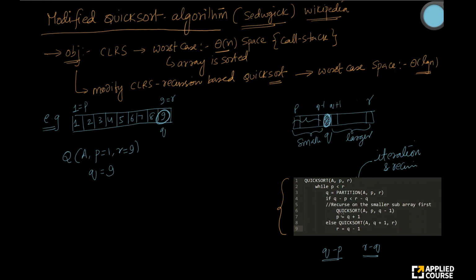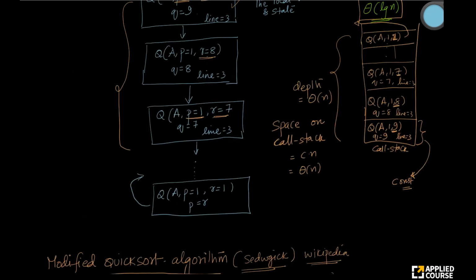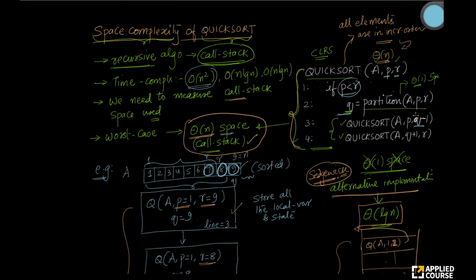Look at this quicksort line. We saw this quicksort line and this quicksort line in the previous algorithm also. So what were we doing in the previous case, in the CLRS algorithm? We would find the partition element, and first we would perform quicksort on the left part, and then we would perform quicksort on the right part. That's what we were doing.